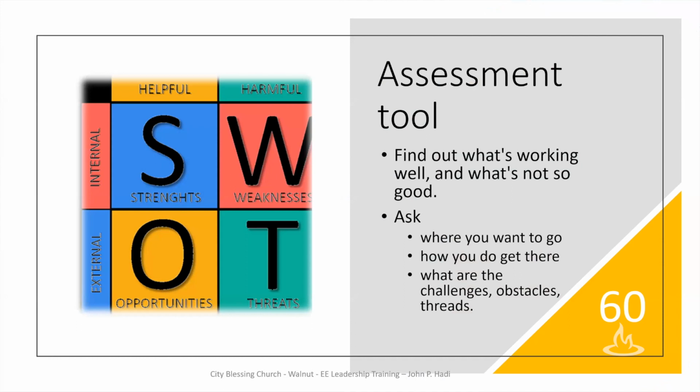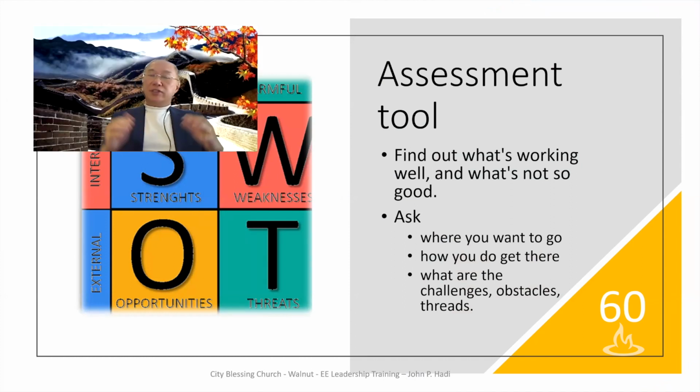So SWOT stands for strength, W is weakness, O is opportunity, T is threat. The strengths and the weaknesses are internal. The external are the opportunities and threats. So the SWOT analysis is an assessment tool to find out what is working well and what is not so good. Ask the questions: where do you want to go? What do you want to become? What do you want to improve upon? And then ask, how am I going to get there? What are the obstacles? What are the challenges?